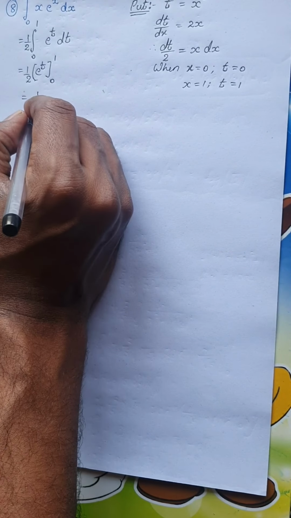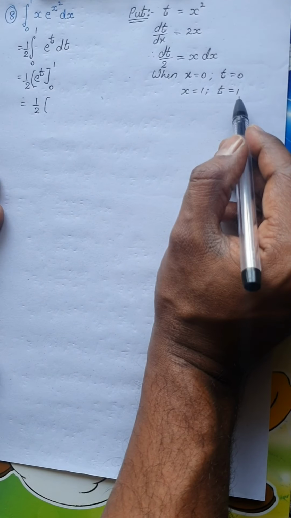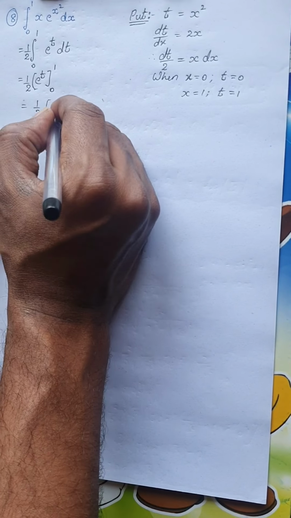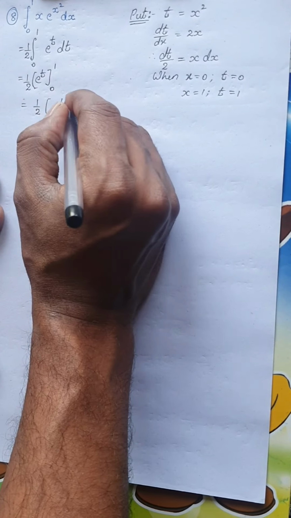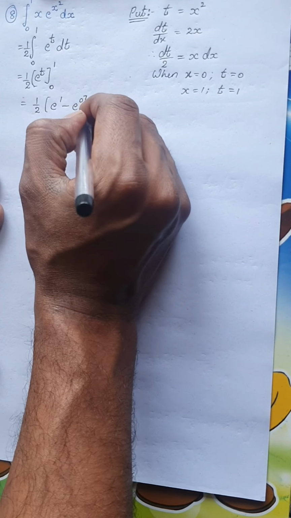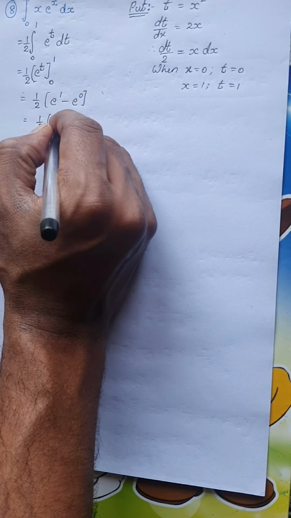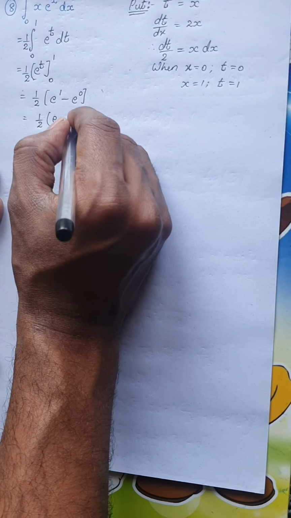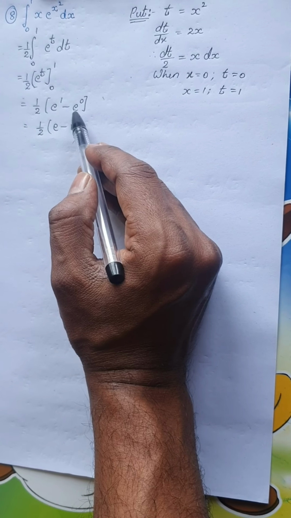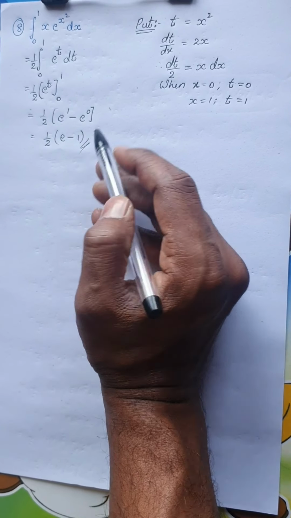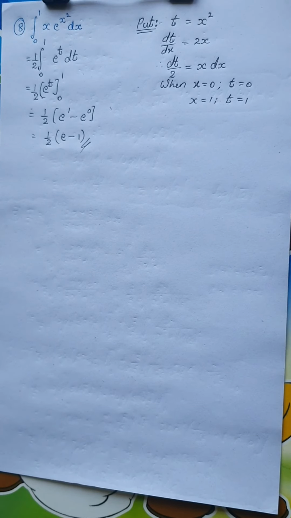So that is nothing but half of, you need not put back for e power t, because we have changed the limits also. So this is nothing but e power of the upper limit, that is e power 1, minus e power of the lower limit, that is e power 0. So the final answer would be half into e power 1, which is e, minus e power 0, which is 1, because any non-zero number power 0 would be 1. So the final answer would be half into (e minus 1).